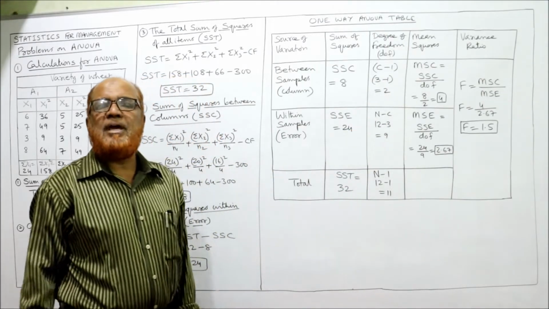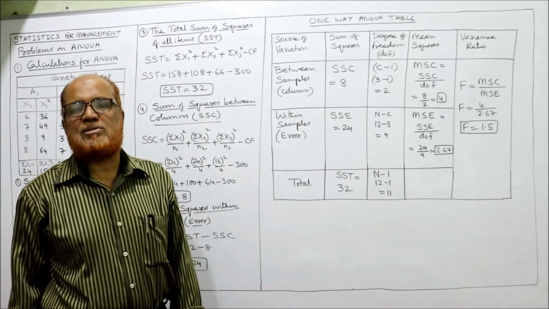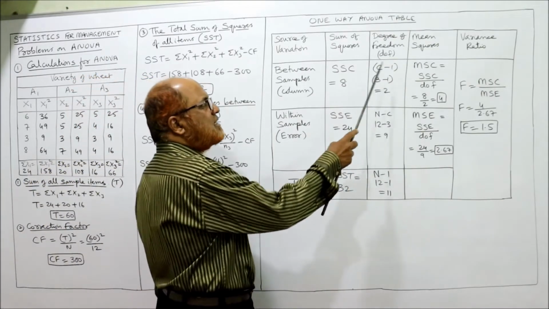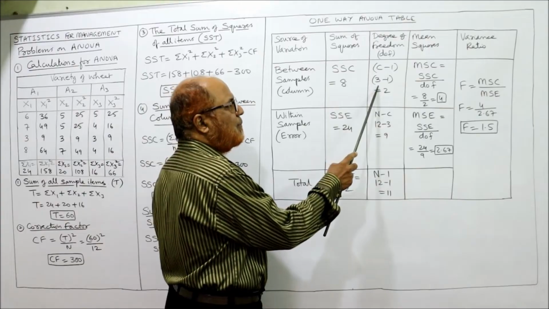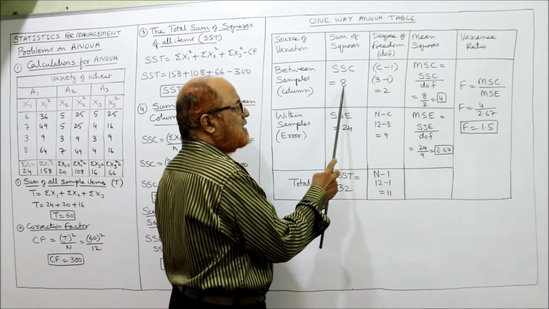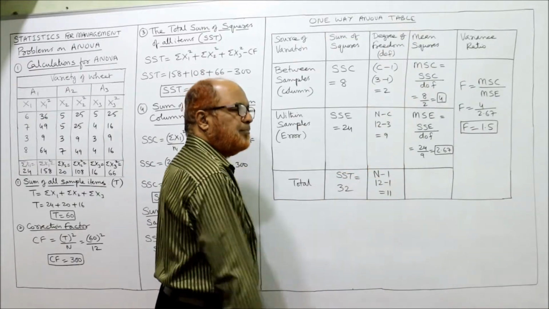MSC, mean squares of columns. That is equal to SSC divided by degree of freedom. SSC is how much? 8. 8 divided by 2 is 4.